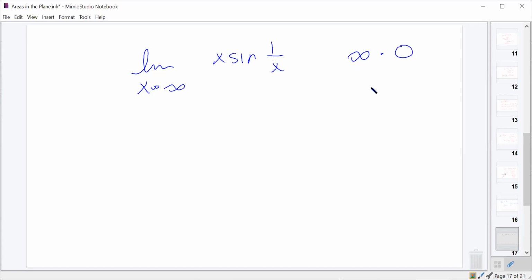I thought I did this problem yesterday. Didn't I do this problem yesterday? Maybe I'm wrong.